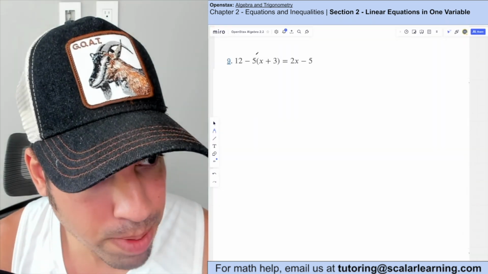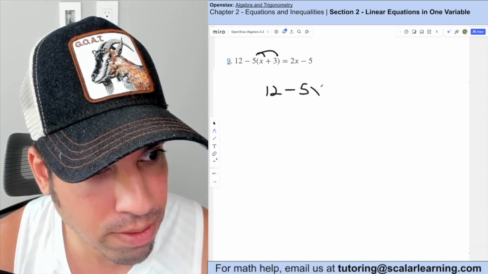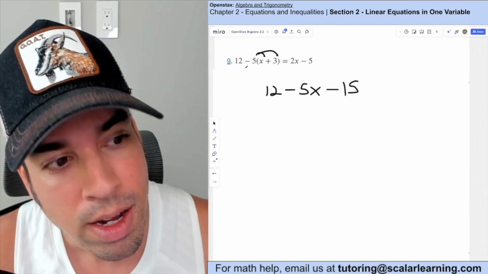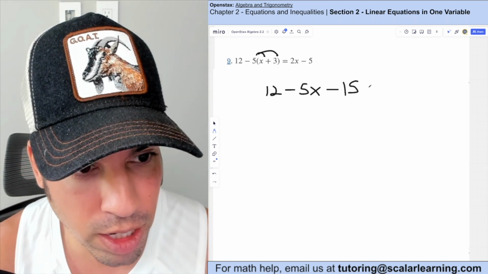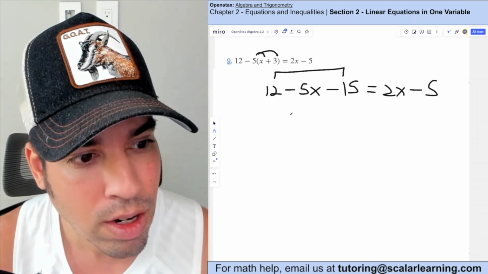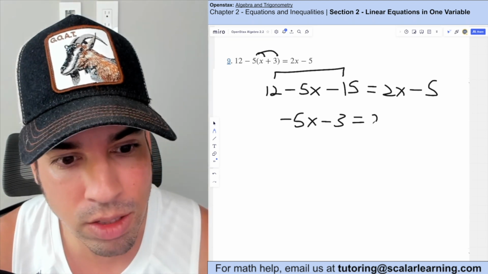Here we're going to start off by distributing that -5. So we're going to get 12 minus 5x minus 15. Again, that negative sticks to the 5 and it gets transferred with that multiplication, equals 2x minus 5. Now I've got like terms that I can combine, a 12 and a -15. Those combine to become -3.